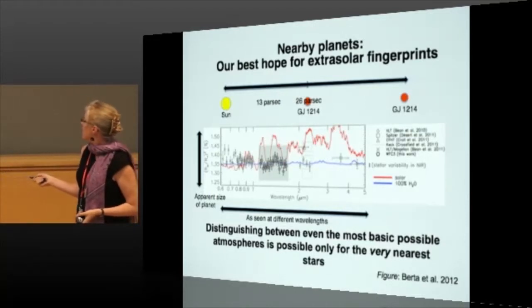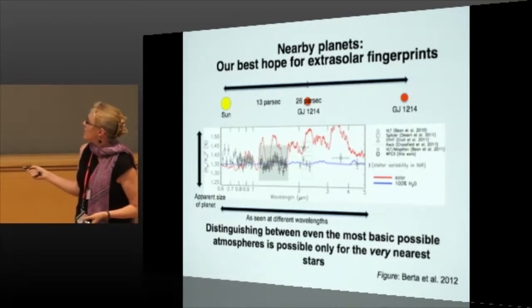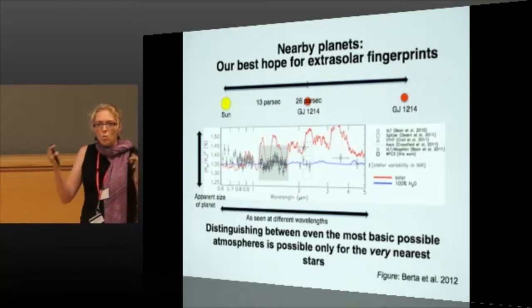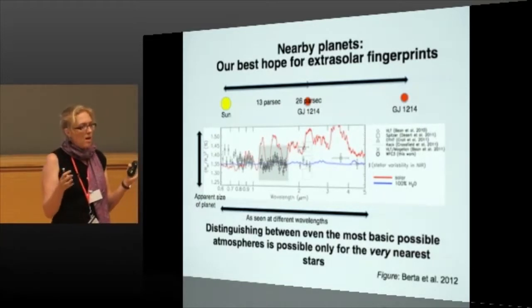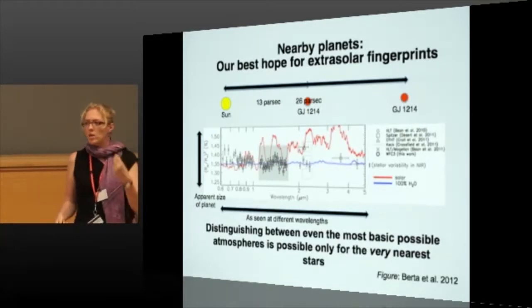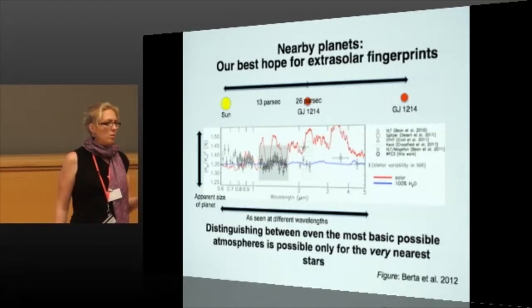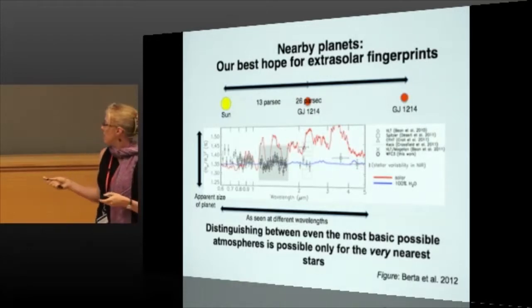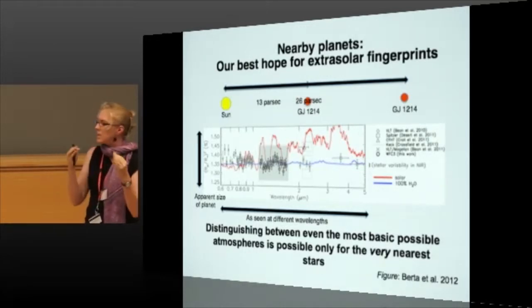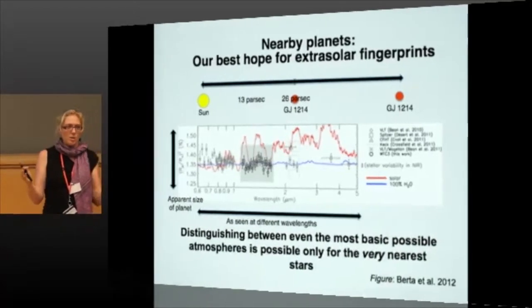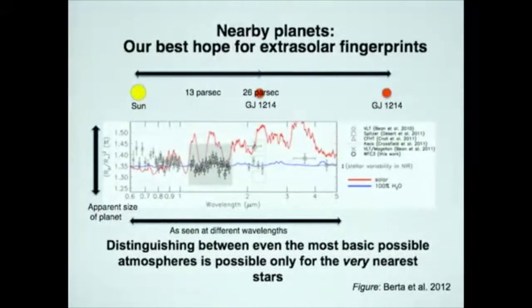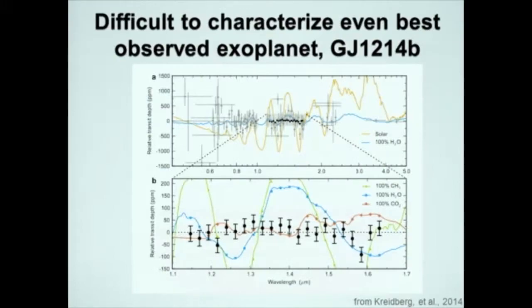This shows GJ1214b, and all this data has been collected, and these are different models, and we're really trying to pin down what the actual composition of this planet is. It has required years of huge effort, and we're still not able to distinguish things too well. We know it's flat, but the point is that distinguishing even the most basic possible atmospheres is only going to be possible for these close star systems, and most of them are M stars.